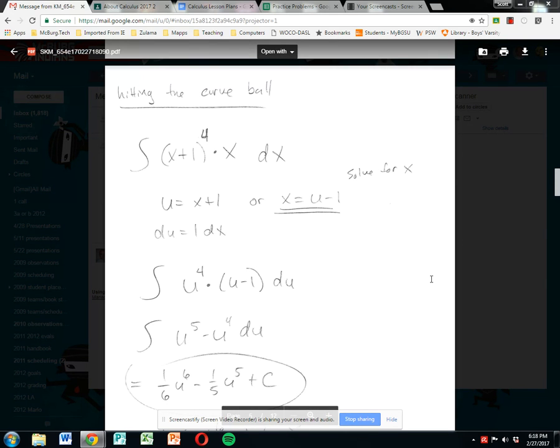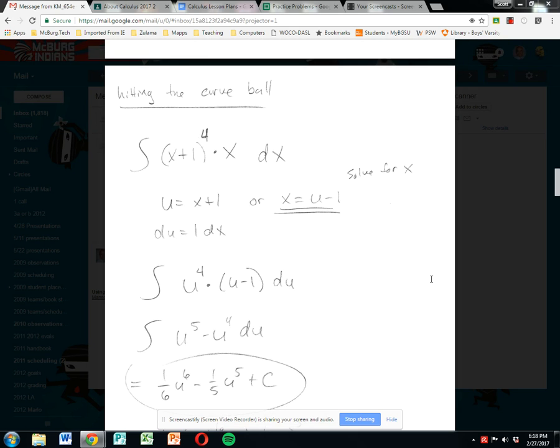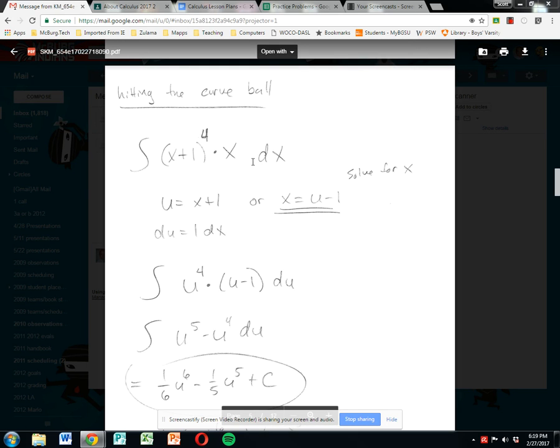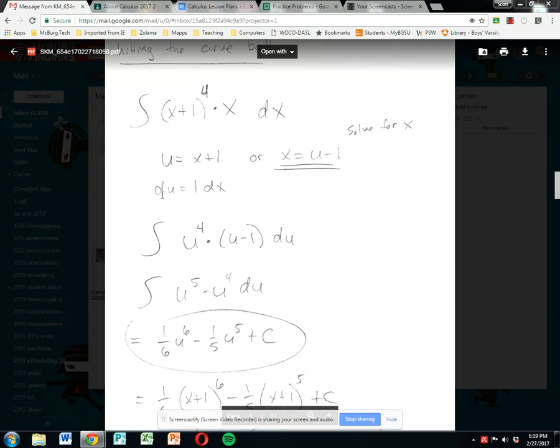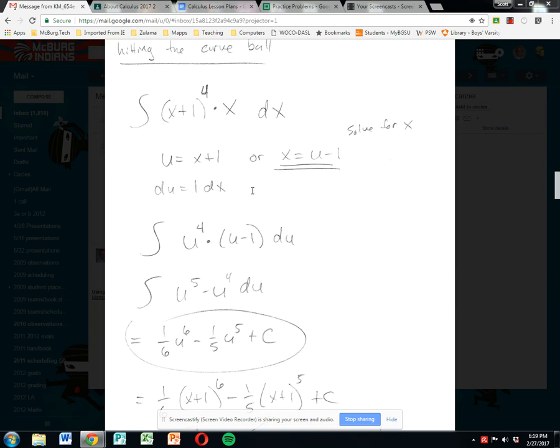Last but not least, we'll call this one hitting the curveball. Hitting the curveball, I look at this and I go, oh man, look at this. I've got x outside, I've got x plus 1, some sort of more composite function inside, and there's no derivatives here. It looks like multiplication, but I don't feel like multiplying x plus 1 out 4 times. It'd just be a pain. So what you do is you do a u sub, u equals x plus 1, and then you also solve for x. So if I just subtract 1 from both sides, x is equal to u minus 1. So in this particular case, du is equal to just 1 dx, so it's pretty straightforward.